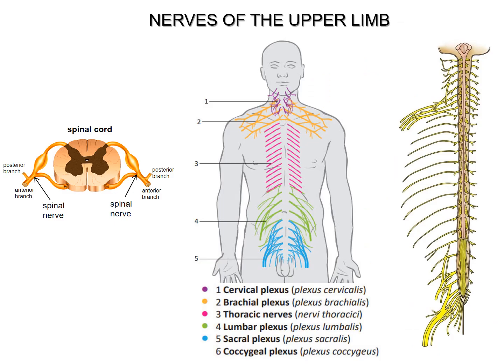After leaving the intervertebral foramen, the spinal nerve divides into dorsal or posterior branch and ventral or anterior branch. Both branches contain afferent and efferent fibers. The anterior branches together form the cervical plexus, brachial plexus, thoracic nerves, lumbar plexus, sacral plexus, and coccygeal plexus.